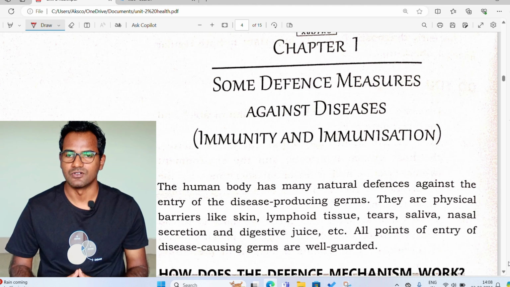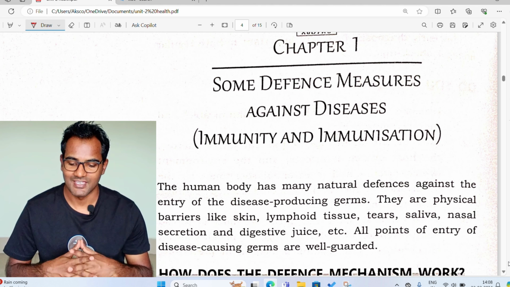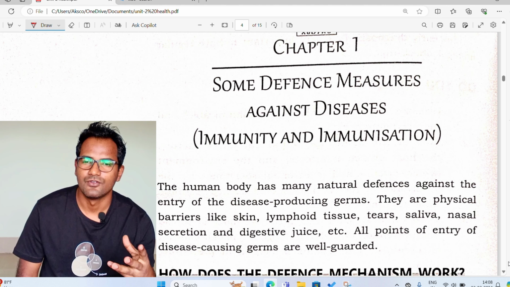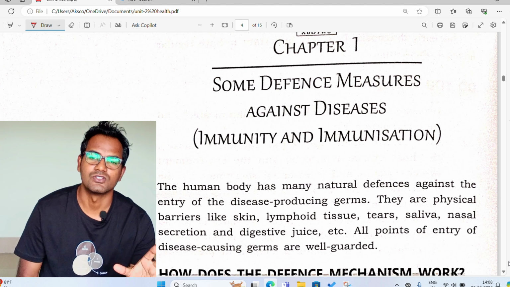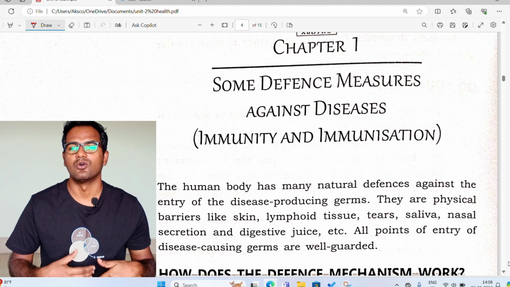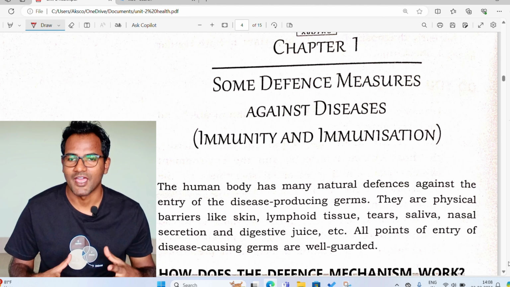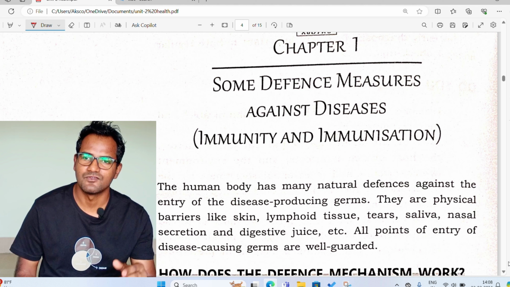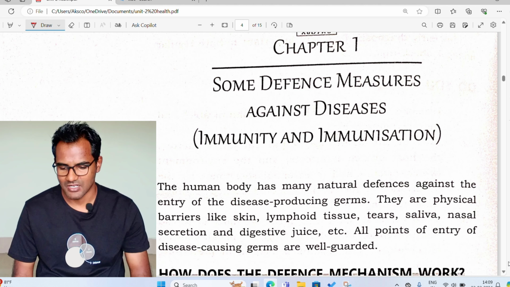Why do they say that the human body has many natural defenses against the entry of disease producing germs? Because when you get a cough and cold, do we seriously need to take medicines? We don't have to take medicines all the time. Sometimes the cough and cold gets all right by itself. How does it happen? It happens because there are certain defense mechanisms in our body which fight against these types of diseases. That is how it is cured.